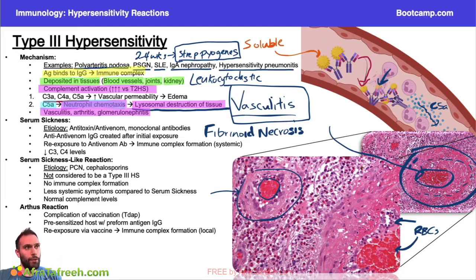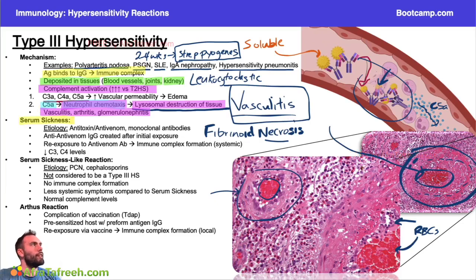And then also you have a huge inflammatory infiltrate. You have necrosis of this tissue because you're dumping all this toxic substance onto the lumen, essentially, right? Or the blood vessel wall, and that's causing you to have some necrosis. So serum sickness is also very classically talked about with type 3 hypersensitivity.